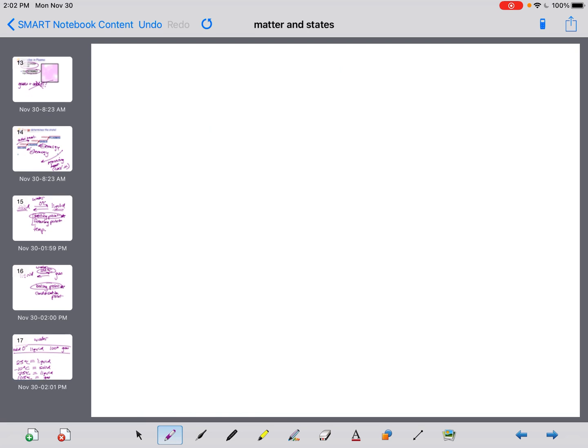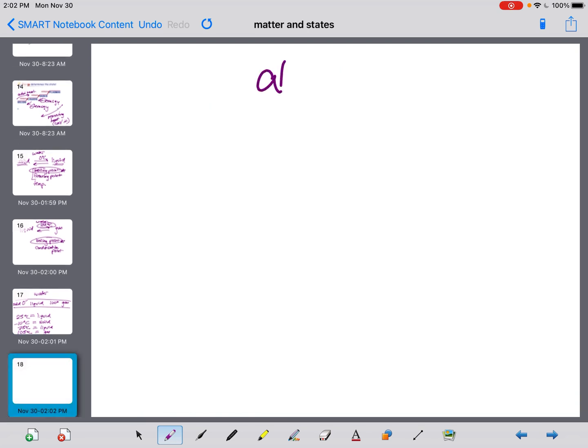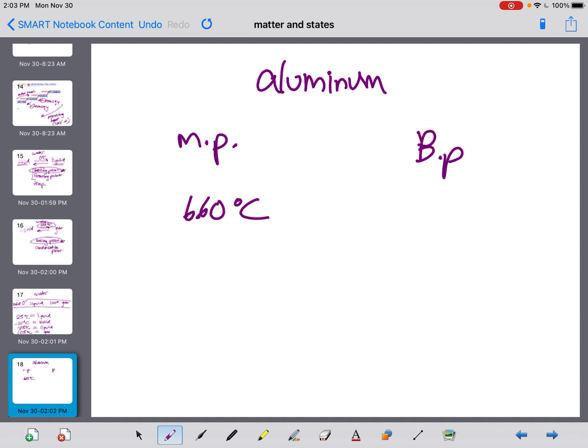Okay, so I'll give you an example. Let's use something different. Let's use aluminum. Let me look up aluminum's melting point. Aluminum's melting point is 660 degrees Celsius, roughly. Okay, let's look up the boiling point. The boiling point of aluminum is 2,470 degrees Celsius. So it's very different from water.